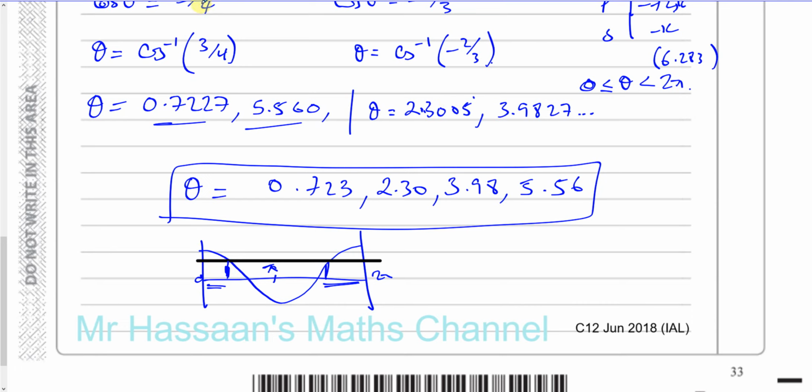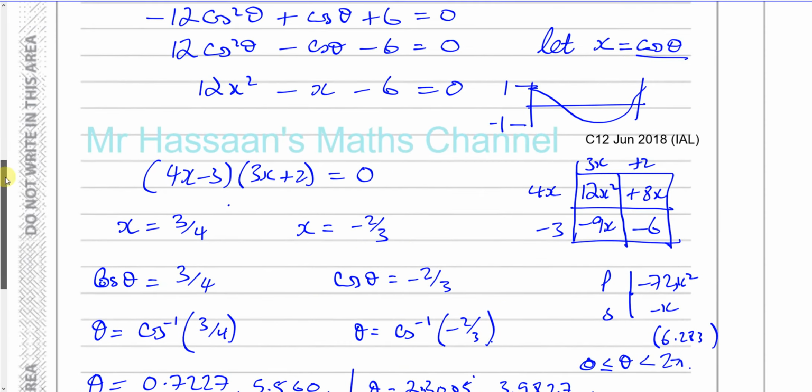And cosine of theta equals minus 2/3. Minus 2/3 is somewhere down here. And again, the calculator gave us this answer here first, which is 2.3005. And again, this distance is the same as this distance. So 2 pi minus this angle here will give us the other angle that we needed, which is 3.9827. So that's how it relates to the graphs. And up here is how it relates to the quadrants. I crossed it out earlier.